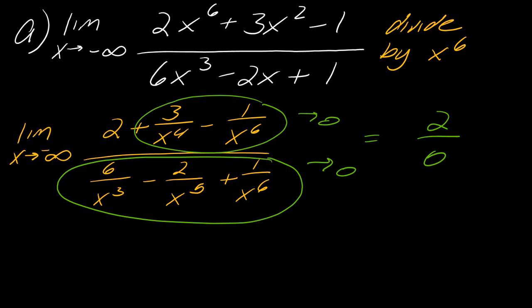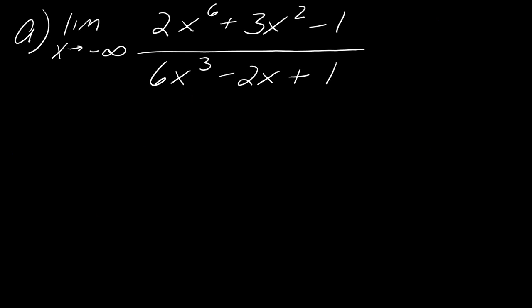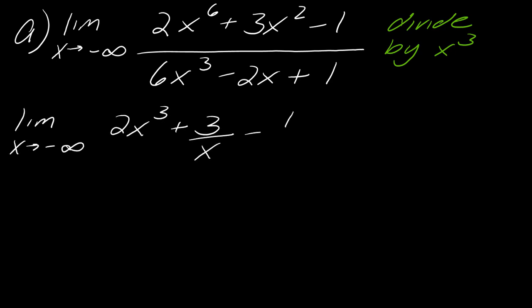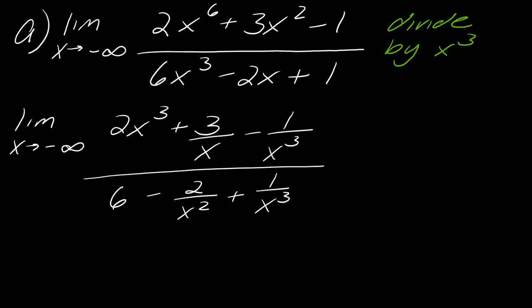So let me clear this out. Here's a way you can game this without having to do the long division. Instead, you can choose the highest power in the denominator, which would be x to the 3rd. So now I want to say divide by x to the 3rd. I'm going to go ahead and just work that out. Okay, and so there we go. I divided each part by x to the 3rd.